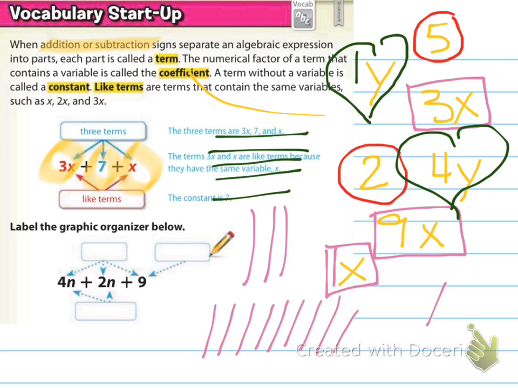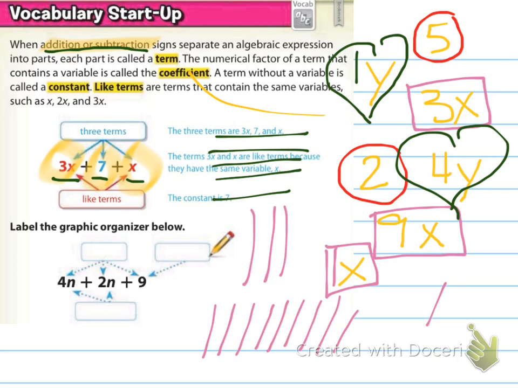All right, so back to this little picture here. We've got our three terms because they're all separated by an addition sign. Remember that terms are separated by addition and subtraction signs, because multiplication signs automatically mean coefficients, right? 3 times x, that means 3 is the coefficient for x.